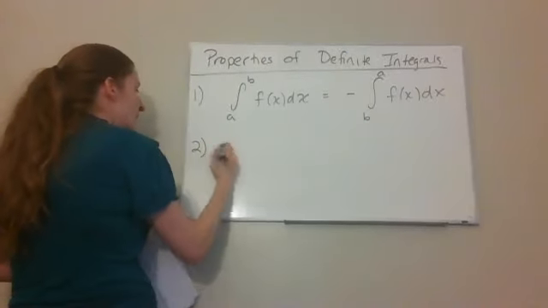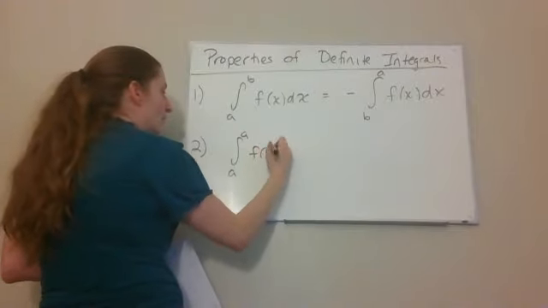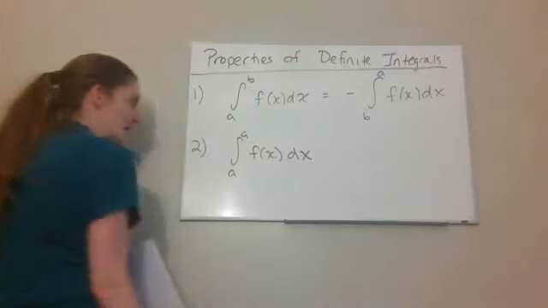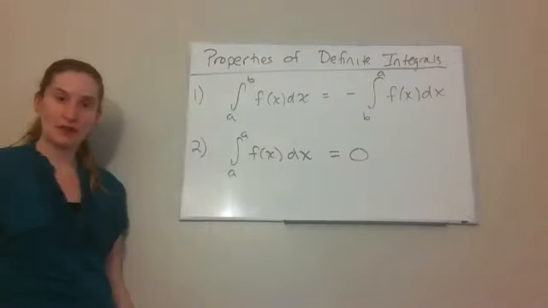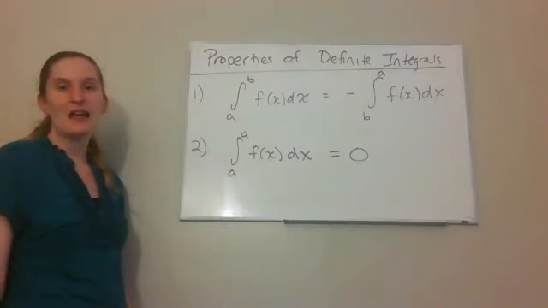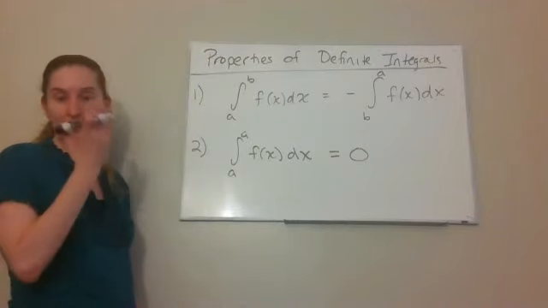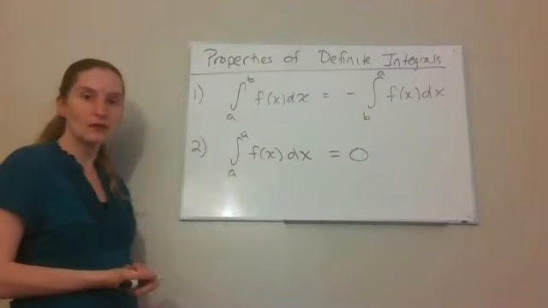Another property, if you have a definite integral from some number a to itself, that's going to be 0. If you think about it with the fundamental theorem of calculus, this makes sense. If I did the antiderivative and plugged in a and then a with a minus sign in between, it would subtract to 0.